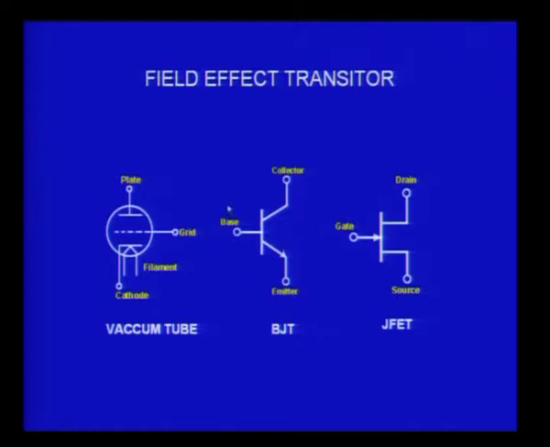Then came the solid state device that we have already seen, the transistor, in one form called the bipolar junction transistor, the NPN or the PNP type of transistor, with the collector, base and the emitter. Now what we are going to discuss in this lecture is the JFET, the junction field effect transistor, whose symbol is shown here. Again you see it is a 3-terminal device: the drain, the gate and the source.